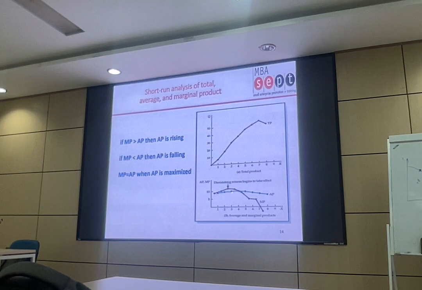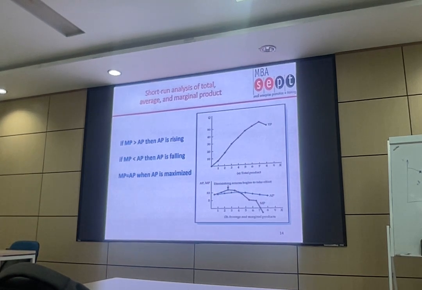So why does a rational firm operate at stage 2, from this point to this point, rather than stage 1 and stage 3? For your business, you should try to keep it in this stage, from the point of maximum average product to the point where marginal product is equal to 0. Why?